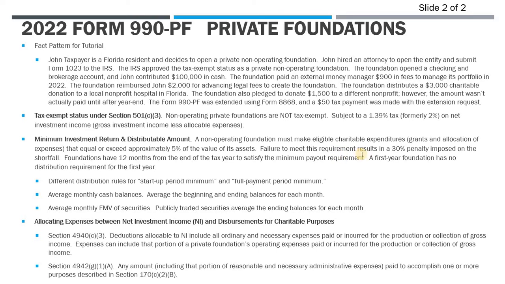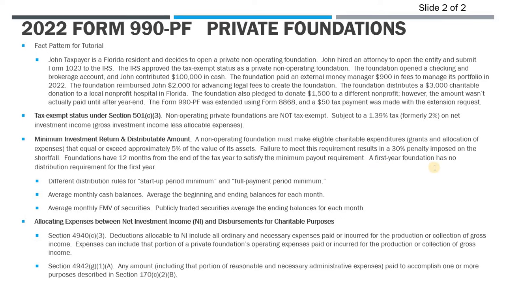So the failure to meet this requirement is quite stiff, right? You pay a 30% penalty on the shortfall. So if you don't meet your distributable amount for the period, you would pay a 30% penalty on the amount that you did not distribute that you should have. And as far as timing here, foundations have 12 months from the end of the tax year to send out those distributable amounts. So there's basically a 1-year lag.